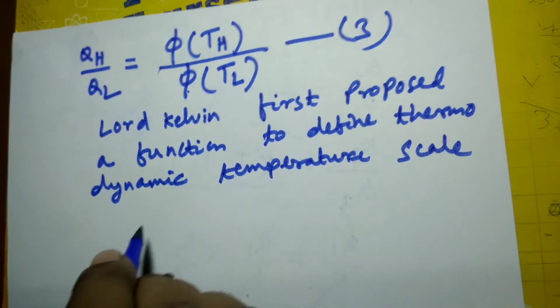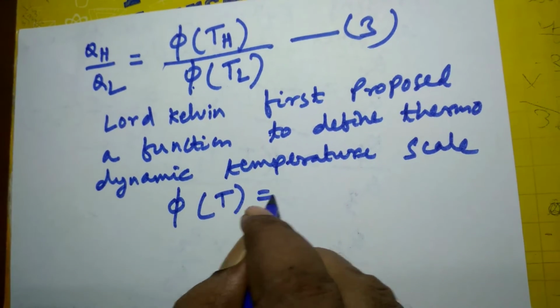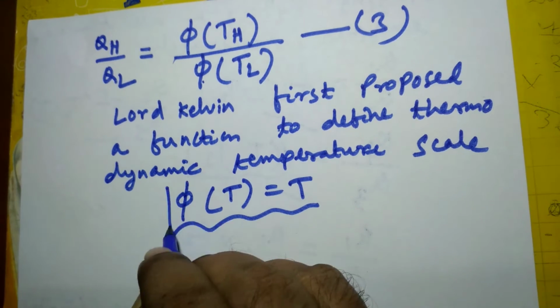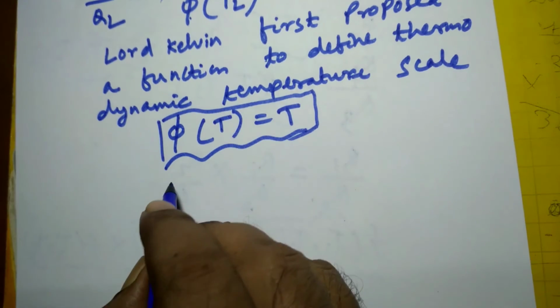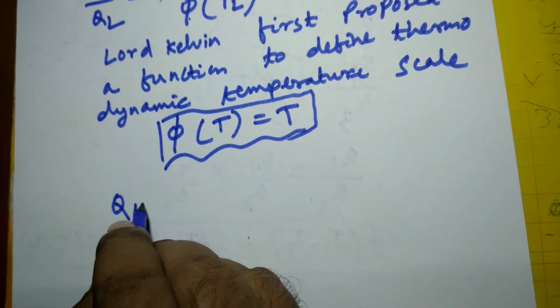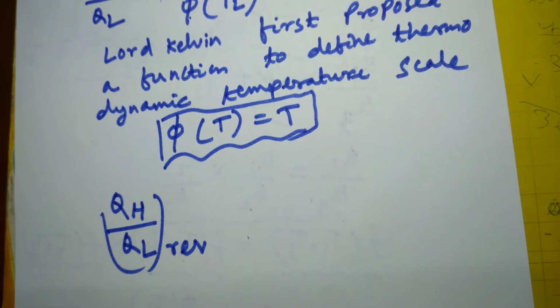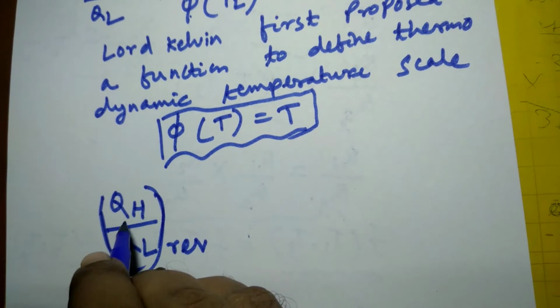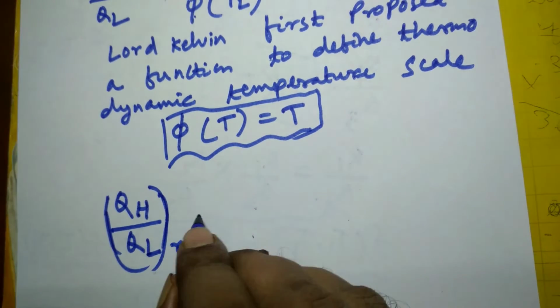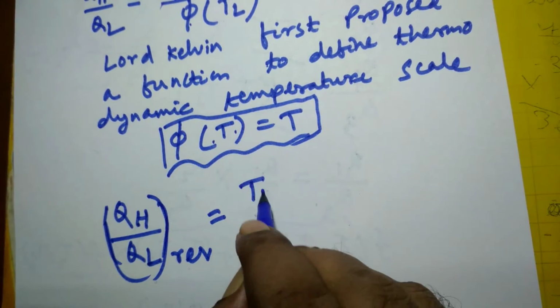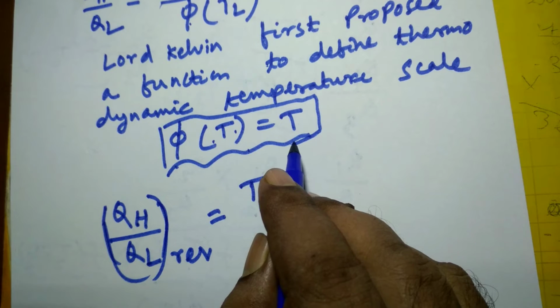And he proposed a function phi T is equal to T, which is absolute temperature. T is the absolute temperature expressed in terms of Kelvin. So he proposed this function phi T is equal to the absolute temperature. So what I can write is QH divided by QL, and this is applicable only for reversible heat engines, not for any heat engine. For any reversible heat engine where QH is the heat added from source and QL is the heat rejected to sink is equal to, in place of phi TH I will write simply TH, because phi T is equal to T as proposed by Kelvin.